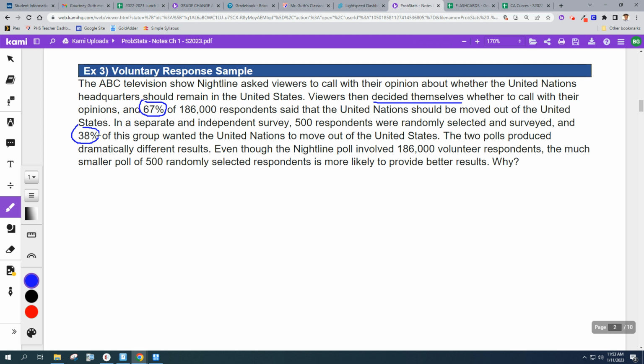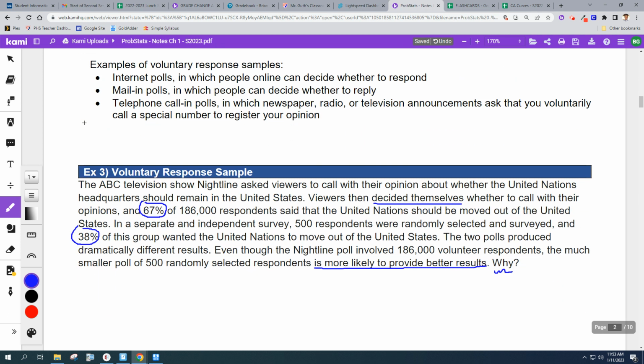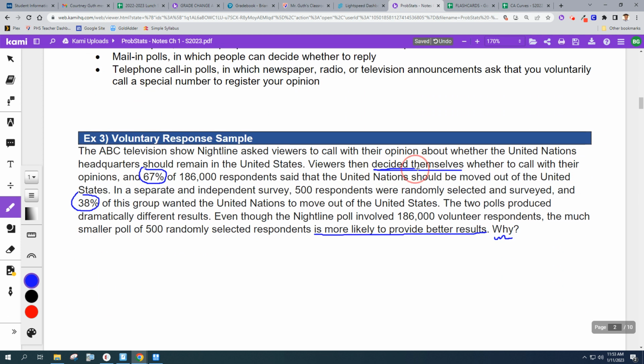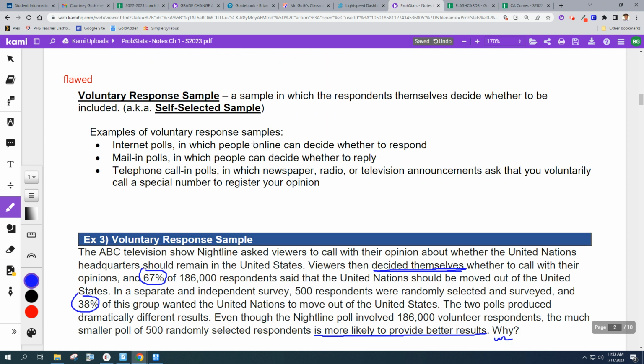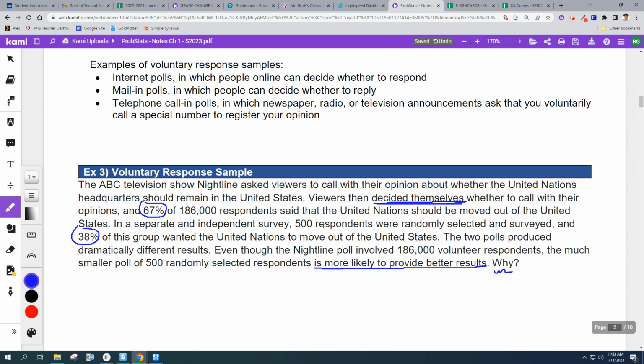One said 67, one said 38. Even though the Nightline poll involved 186,000 respondents, the smaller poll of 500 randomly selected respondents is more likely to provide better results. And the question is why? Well, it goes back to this definition we just talked about. The 67% is a voluntary response. And those people who responded are probably more highly motivated because they feel really strongly about the issue, a lot more strongly than your random 500 people here.